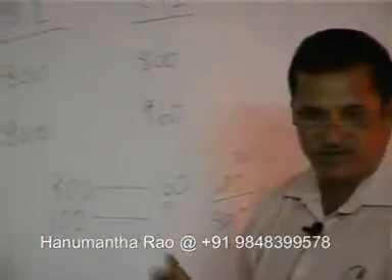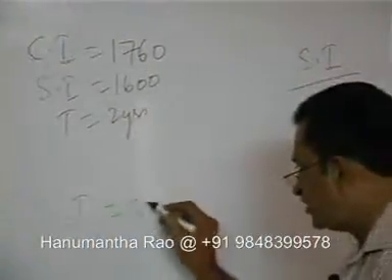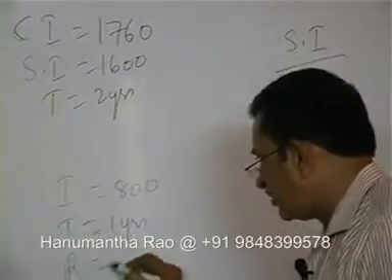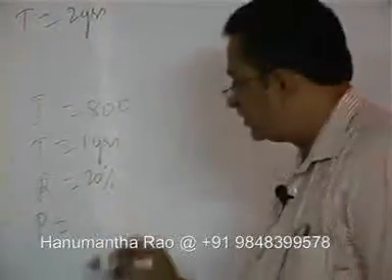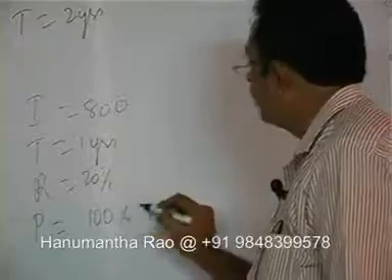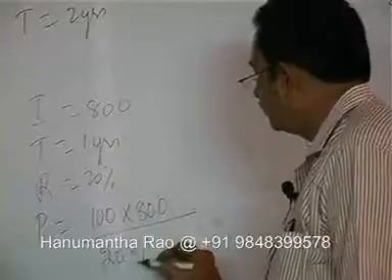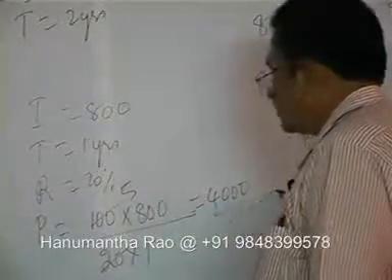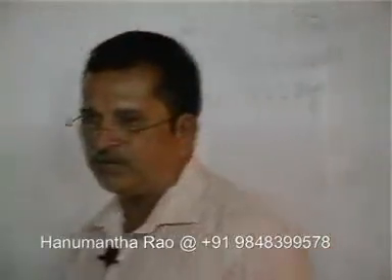What he asked, the principal he wanted to find, is it not? So the interest is 800 for 1 year. Rate is 20%. You'll have to find the principal. Principal is equal to 100 into I by rate into time. The principal will become 4,000 rupees.